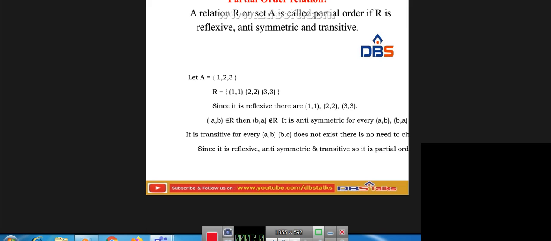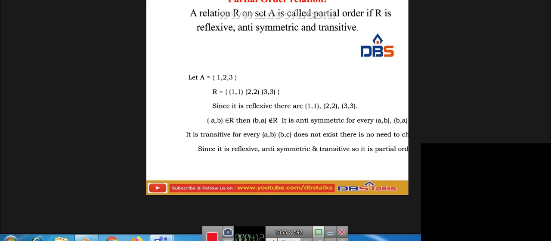Let A equal {1, 2, 3}, R equal {(1,1), (2,2), (2,3)}. So it is reflexive. Then (a, b) belongs to R, then (b, a) does not belong to R, so it is antisymmetric. It is transitive since for (a, b), (b, c) it does not exist. So since it is reflexive, antisymmetric, and transitive, the given relation is a partial order relation.